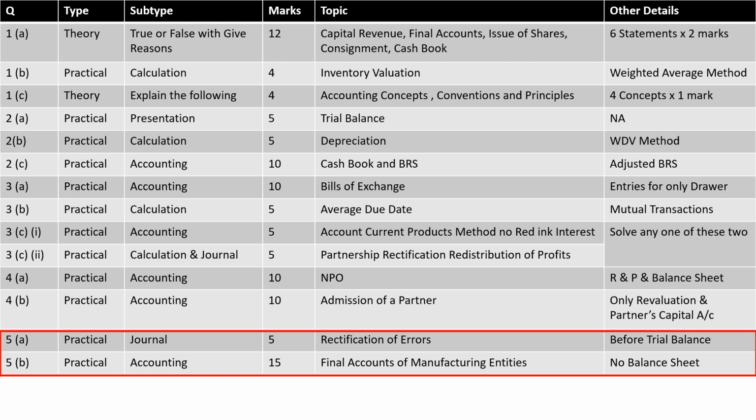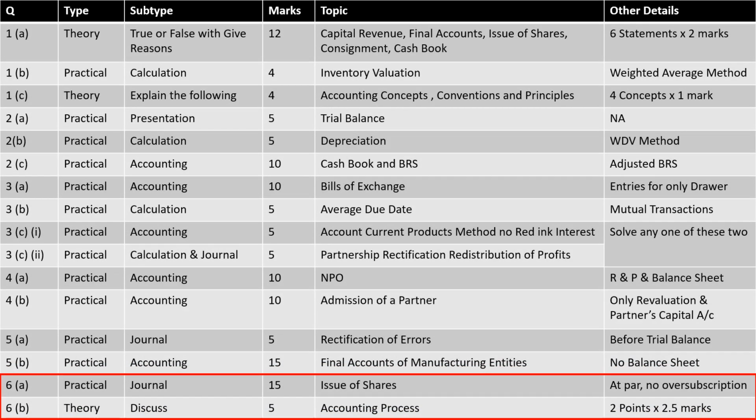If I'm comfortable at NPO and admission of partner, I'll go for question number 4 also. But if question number 4 NPO is somewhat difficult for you to get, especially in the exam conditions because of tension, then I'll skip to question number 5. That will again give you the full marks, because rectification very simple, and final accounts of manufacturing entities, second effect is not expected, balance sheet is not asked, so it is actually speaking going to give you 20 marks.